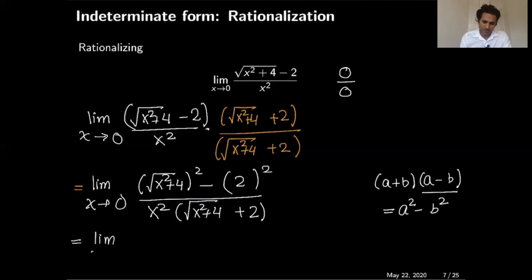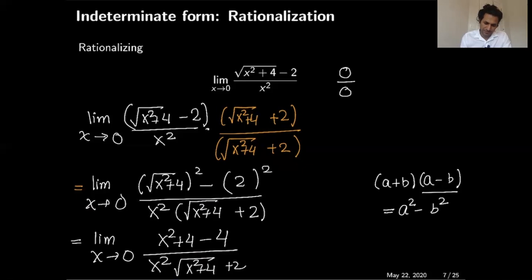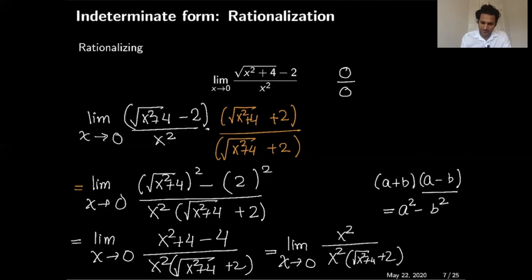Next step of simplification is the square root and square cancel each other. So you have just x square plus 4 minus 4, and then you have x square over x square times the square root of x square plus 4 plus 2. And then that 4 cancels out, so this gets you the limit as x approaches 0 of x square divided by x square, which is x square plus 4 plus 2.